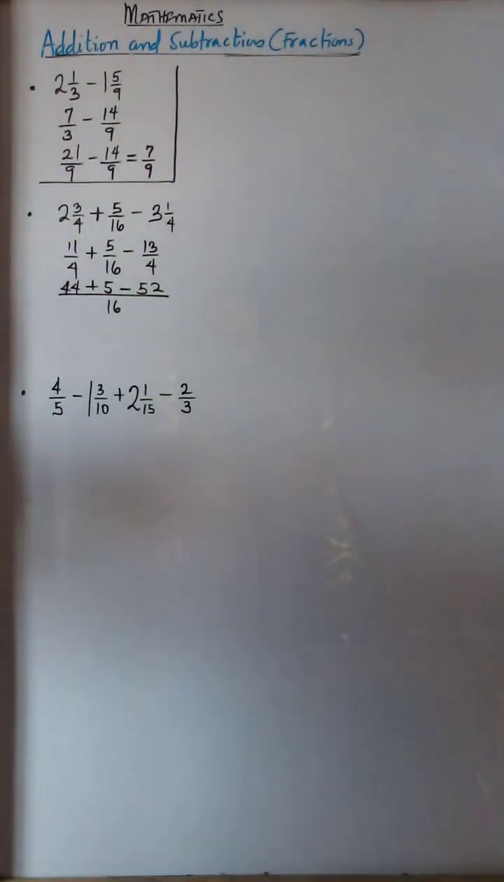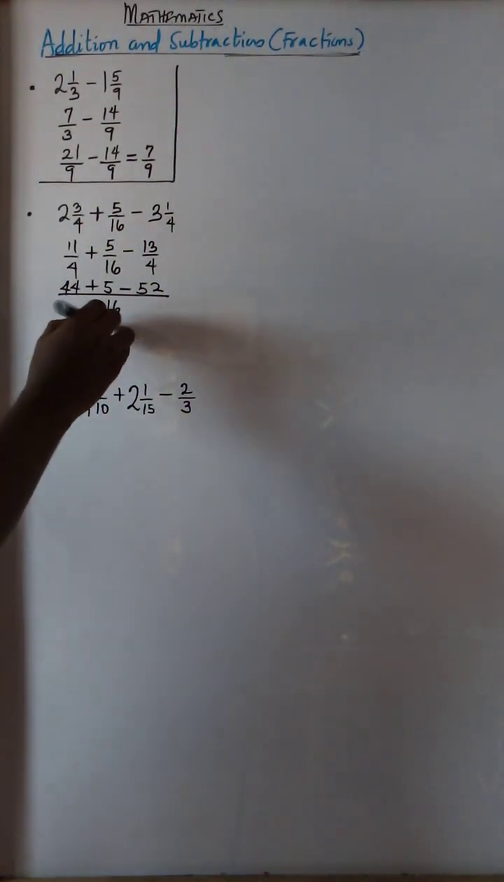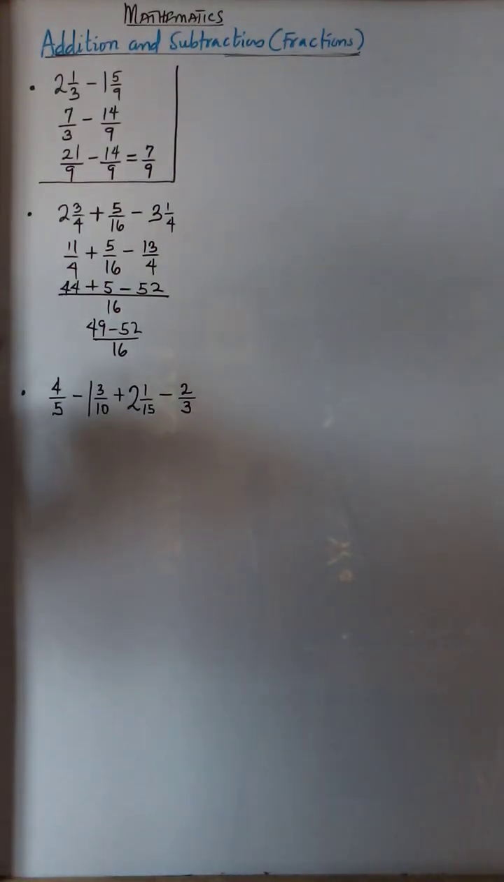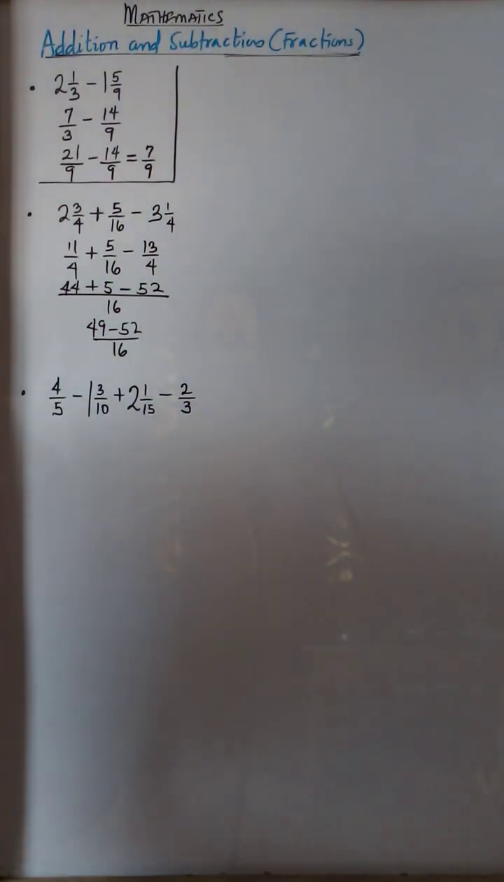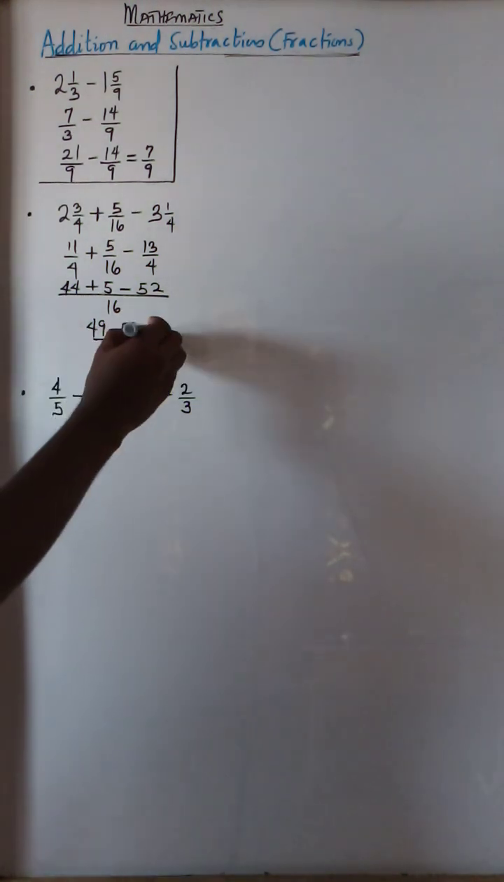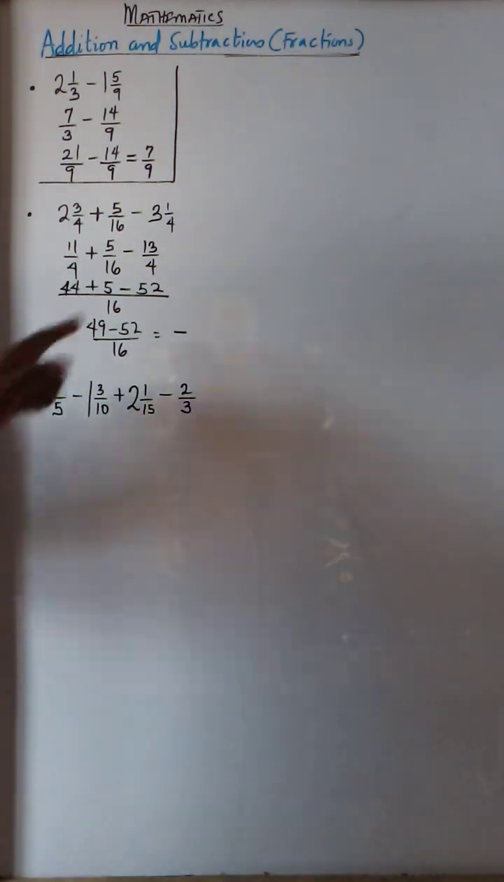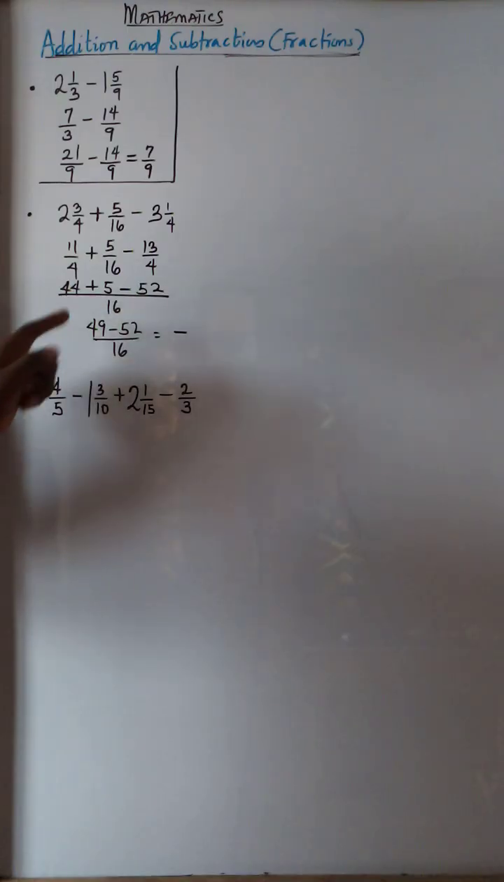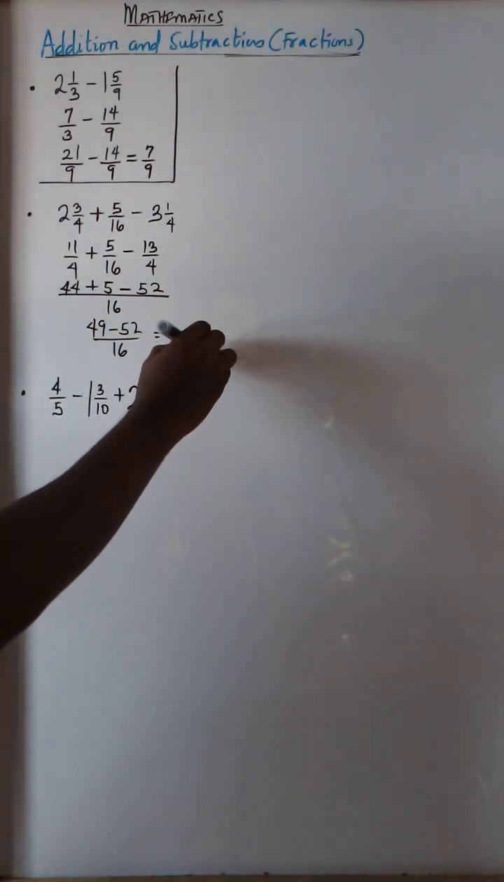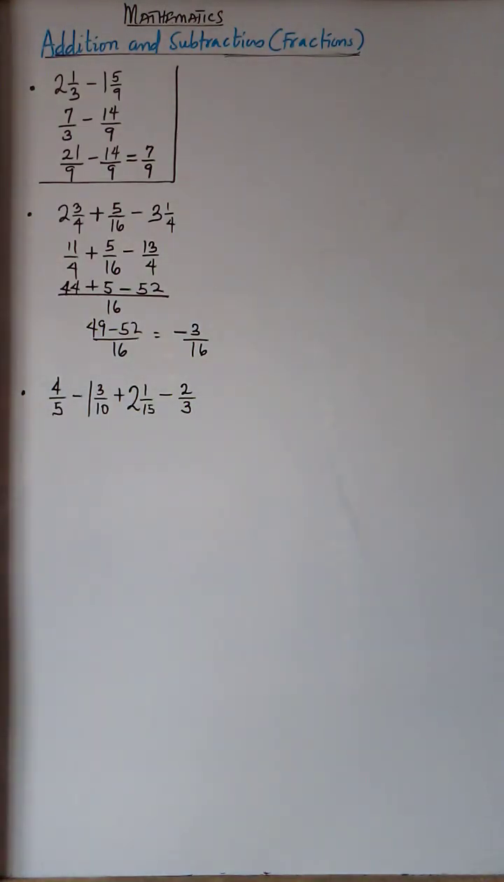Then we can add. 44 plus 5 is 49. So we have 49 minus 52 over 16. 49 minus 52 is impossible because 49 is smaller. So we swap. We now do 52 minus 49. But anytime you swap, you write minus first. So 52 minus 49 will give us what? 3 over 16. So that is the final answer.